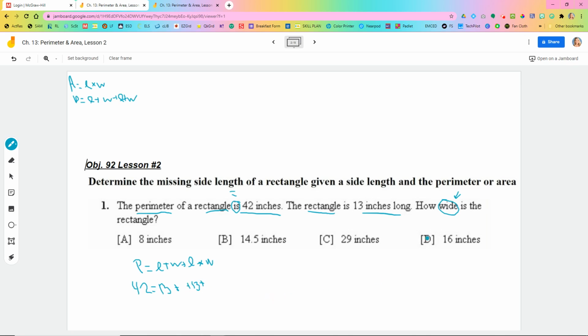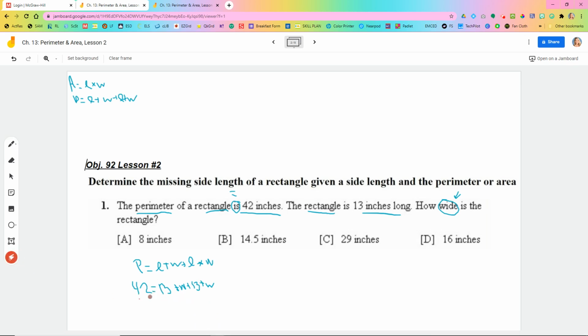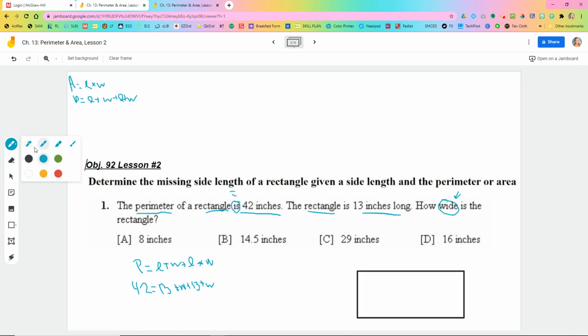Now, since it says how wide is the rectangle, I don't know the width. So my width is going to stay W. It's my variable. So looking at this problem, the only thing that I can solve right now is I know my perimeter, my total is 42. I know one side is 13, one other side is 13. So let me try and draw a shape here. If I had a rectangle and I had to label it, it would look like this. It really doesn't matter which side you pick for your length and your width. Just know you have to pick those opposite sides.